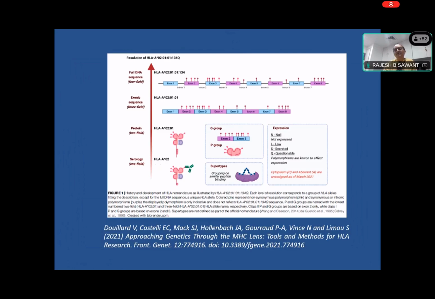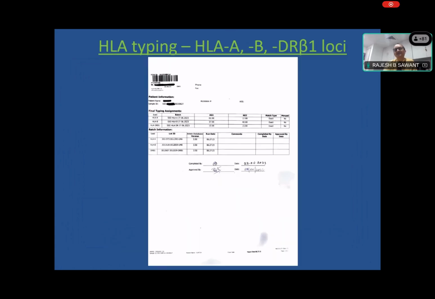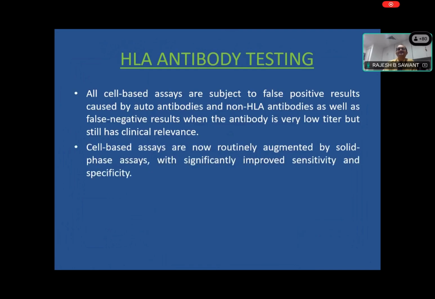a 10 on 10 or a 12 on 12 match is necessary for the bone marrow or the peripheral blood stem cell transplantation scenario, hematopoietic stem cell transplants. And there you do a high resolution typing. So next generation sequencing is very commonly used for large scale high resolution typing. So this is the equipment output of an HLA typing. This is typically showing you an A, B, DR report after your HLA typing, the testing.